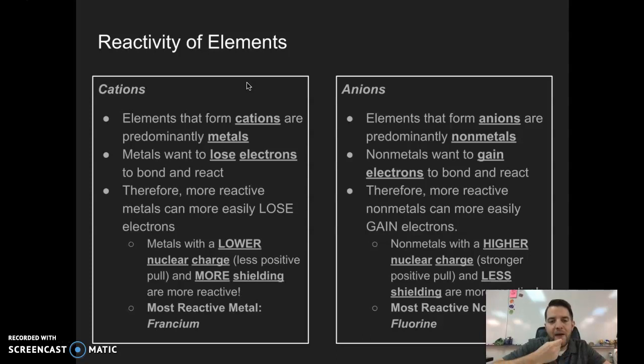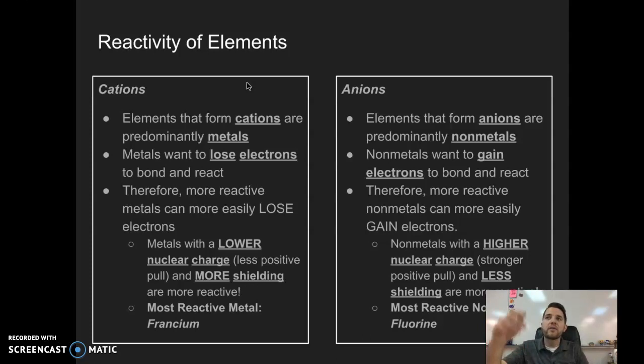So let's think about that. Metals that are the most reactive are the metals that don't have a very good hold on their electrons. Their electrons can easily be lost. So when we think back, the most reactive metals are going to be metals that are very close to their goal. So the metals that only have 1 or 2 valence electrons, they're going to be the ones with the lowest nuclear charge because there's going to be less pull in, and the ones that have more shielding.